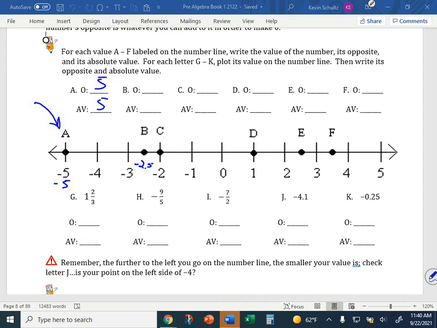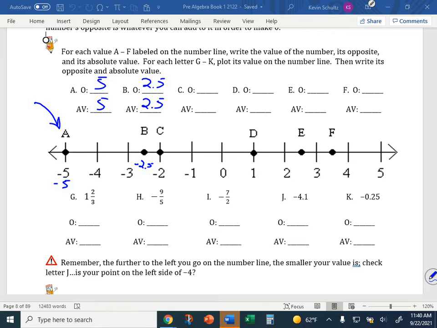So it is -2.5. What is the opposite of -2.5? Sophie? +2.5. And what's the absolute value of -2.5? 2.5. Okay. Then letters G through K, we'll skip down to the bottom section here. You need to plot the value and then again write its opposite and absolute value.